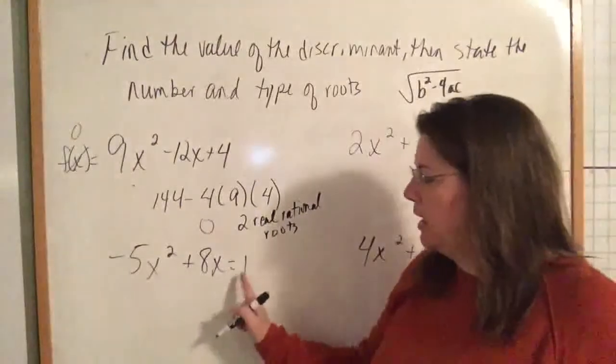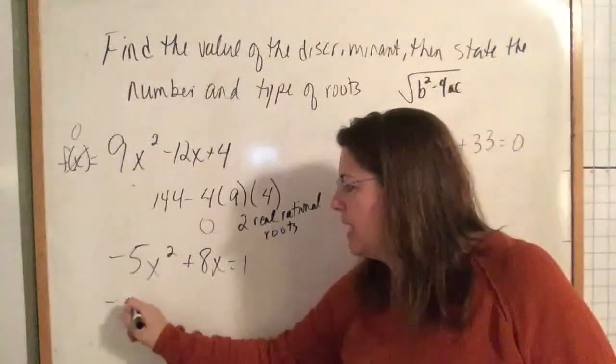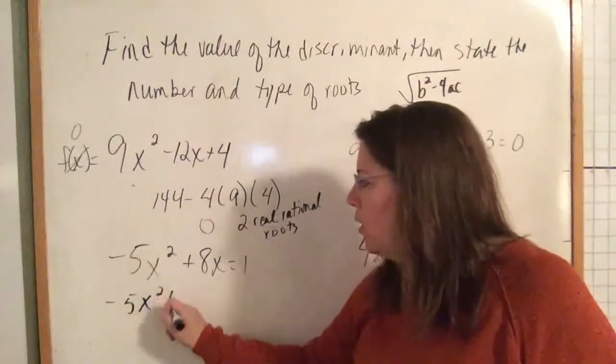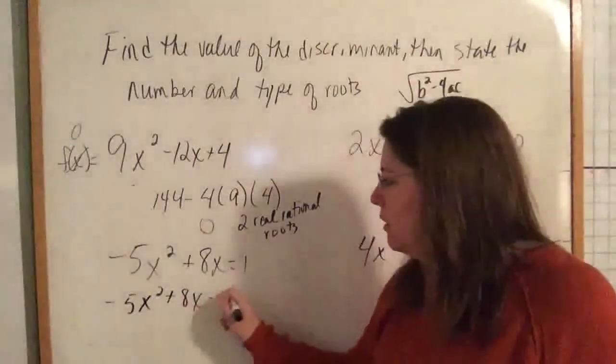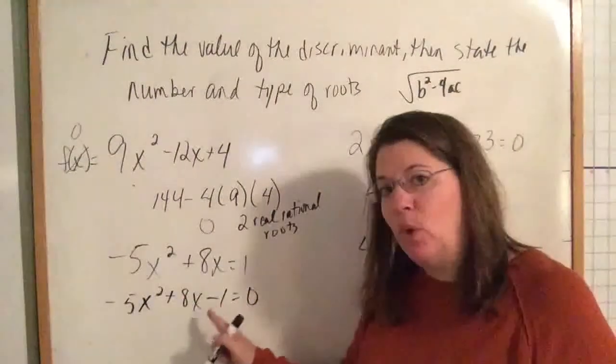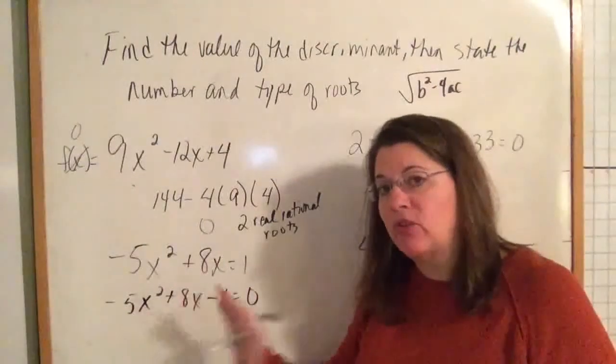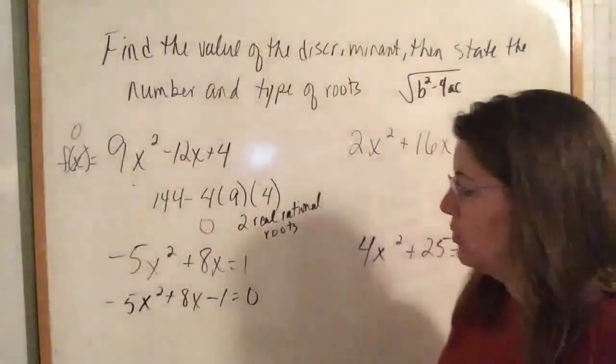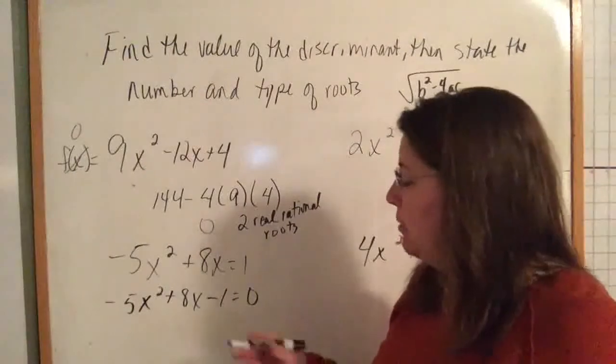In the next one, again, we have to get it equal to 0. So I'm going to have to move that 1 over. So that forces my c to be a -1. Remember, if you don't move that over, that's going to mess you up. So you have to make sure you're doing that very carefully. And then we find the discriminant.